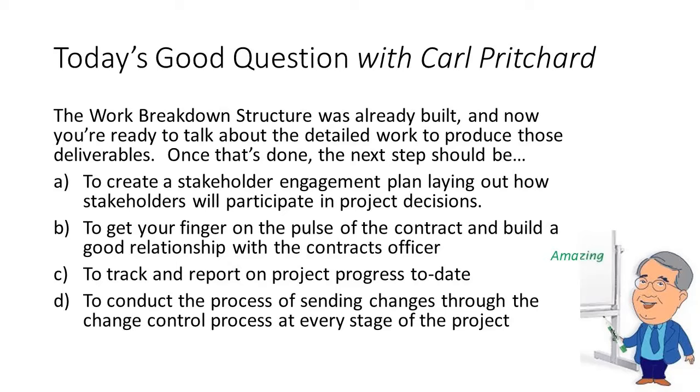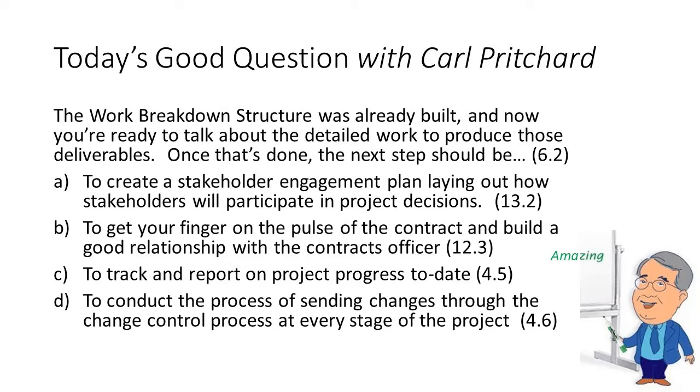The work breakdown structure was already built. Now you're ready to talk about the detailed work to produce those deliverables. Once that's done, the next step should be: create a stakeholder engagement plan, get your finger on the pulse of the contract and build a good relationship with the contracts officer, track and report on project progress, or conduct the process of sending changes through the change control process?